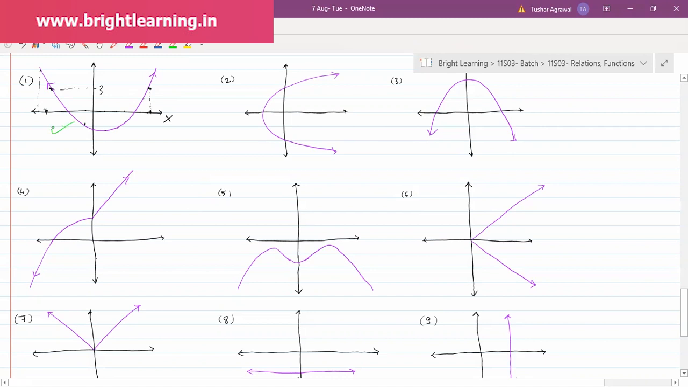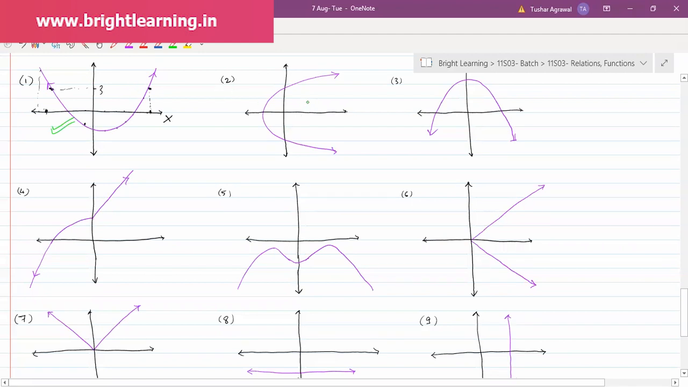In short, a line perpendicular to the x-axis, that is a vertical line, should intersect the graph in exactly one point. A horizontal line need not bother us. Whether it intersects in one point or infinite points, we need not check.